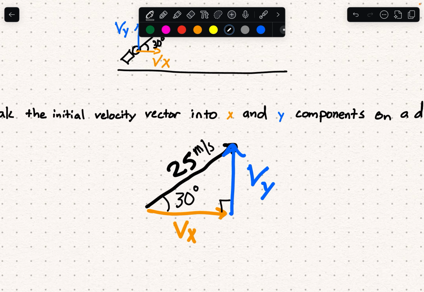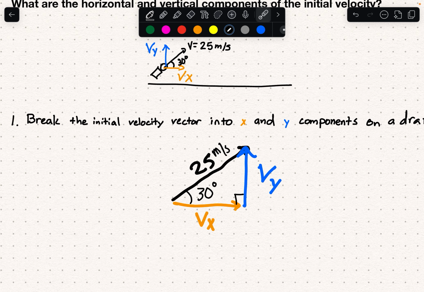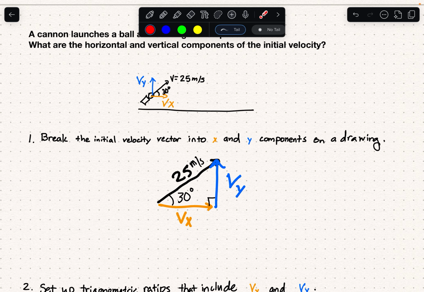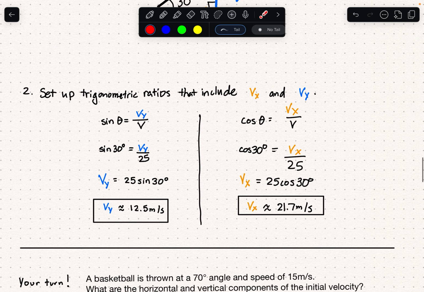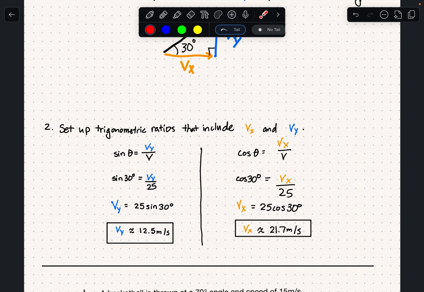Okay, I've drawn it. I broke the vector into horizontal and vertical components. Because the horizontal and the vertical are at 90 degrees to each other, I've included the right angle symbol, and I've labeled everything I know about this triangle. That's step one. Step two, set up trigonometric ratios that include velocity in the x and velocity in the y.